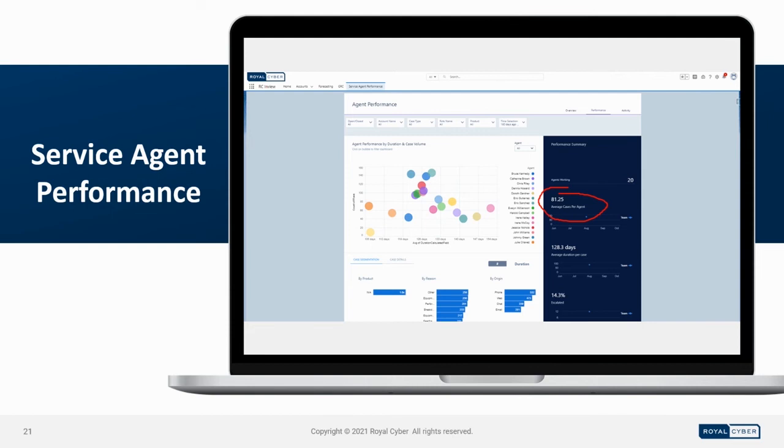Now, the alarming piece that I see here is each case is taking about 128.3 days to close. That's alarming. So, looking at these dashboards, the service manager can immediately make a decision saying there's something going wrong. We need to have a look at all this. So, pull out all those cases, see what's going wrong, get that rectified before it's too late.